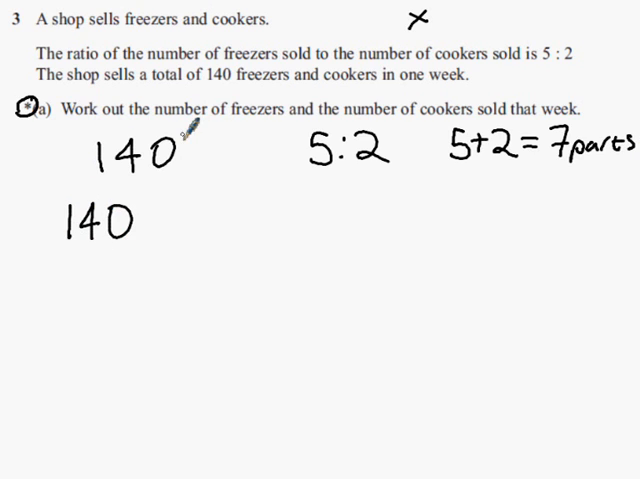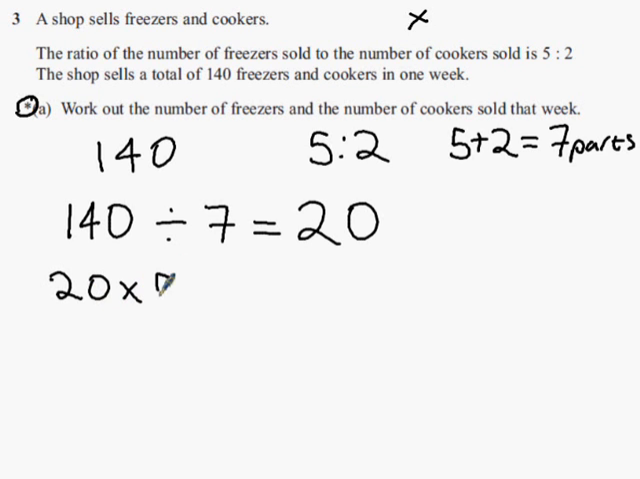Now, if we want to calculate the value of one of those parts, I can do 140, which is the total amount, divided by the total amount of parts, so 140 divided by 7, which is of course 20. Now, that's the value of one part, but I actually need to work out the value of 5 parts and 2 parts. So 20 multiplied by 5 would give me the value of 5 parts, which is 100.